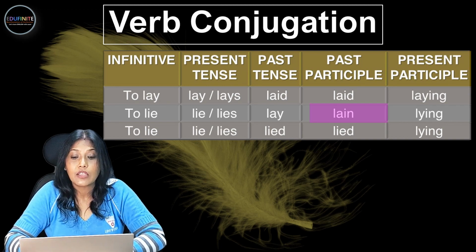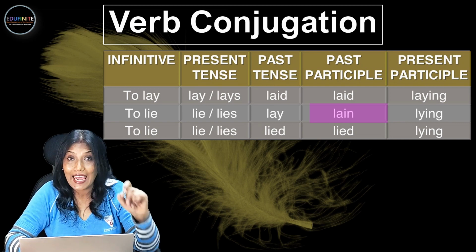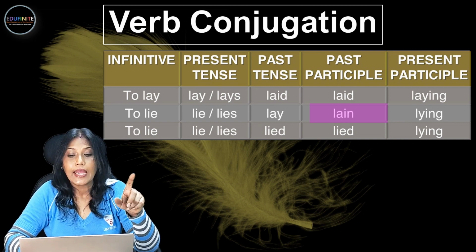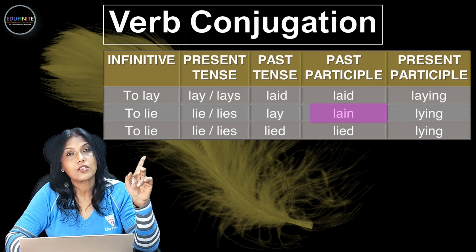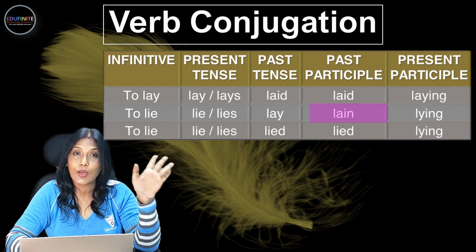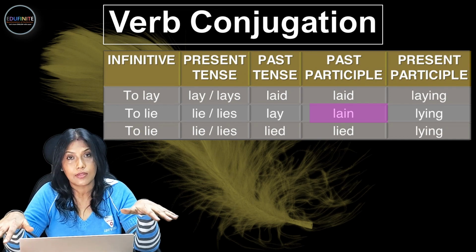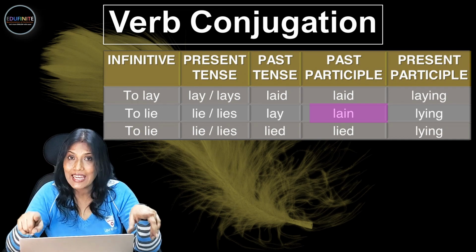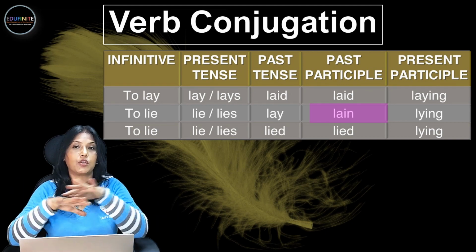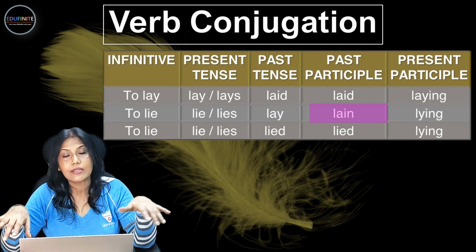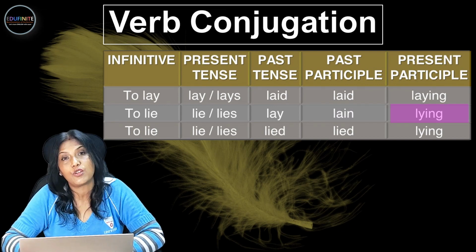Now, the past participle form of the word lie is lain, L-A-I-N. Many make the mistake and write laid. Laid is wrong. Laid is with lay, to place something horizontally. But lain is with lie. That means you recline, in a relaxed position. You lie on your back or on your side. So that's lain, the past participle form. And of course, the ing form is lying.